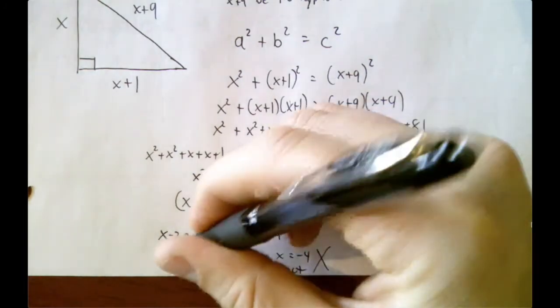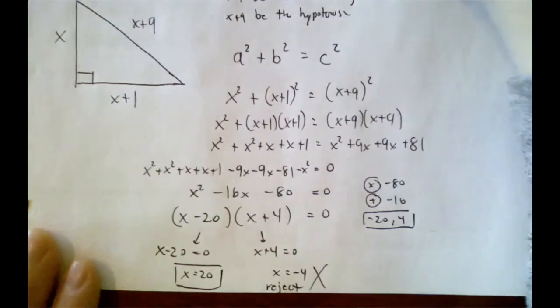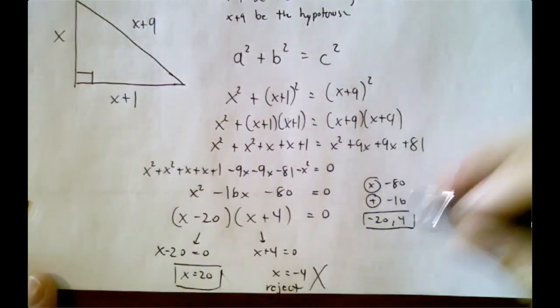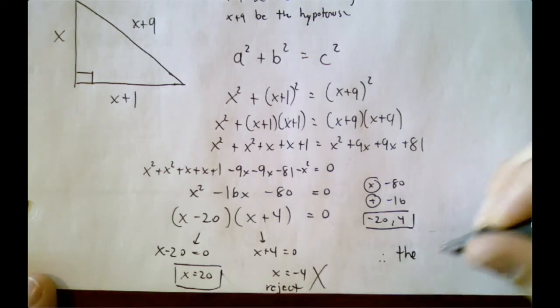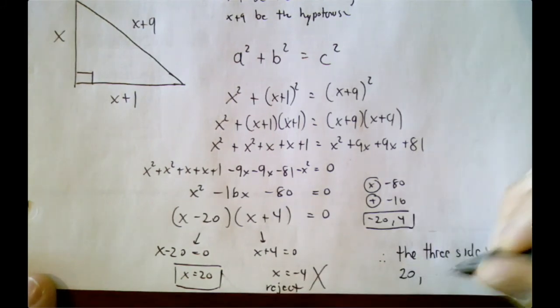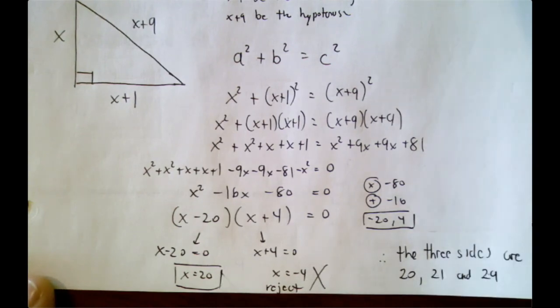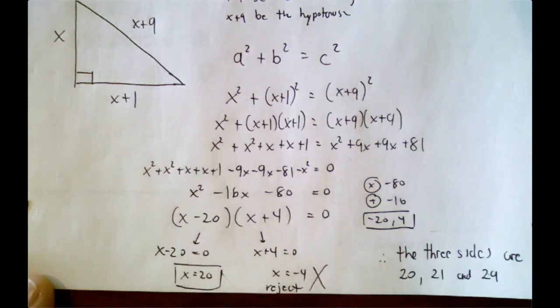But we can accept 20 because if we use 20, our three sides would be 20, 21, and 29. So that's our answer. Therefore, the three sides are 20, 21, and 29. And of course you could show your math plugging 20 in for all those sides, but I think those ones are kind of implied.